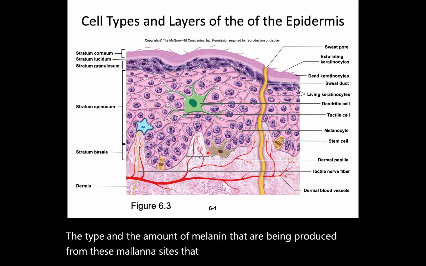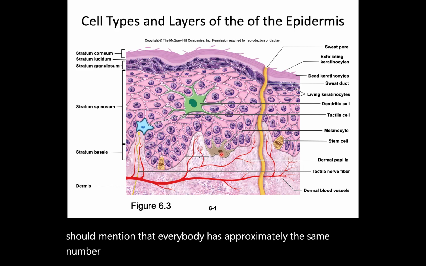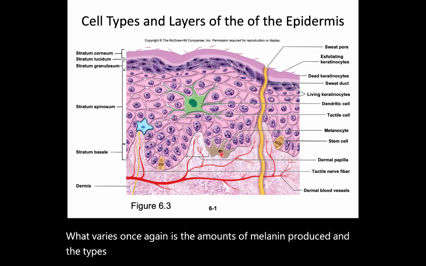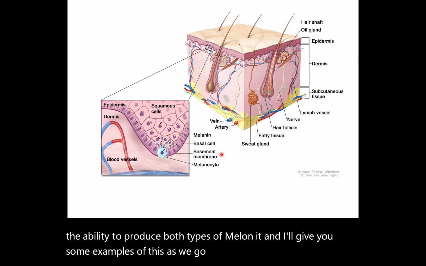within the stratum basale. Now, I should mention that everybody has approximately the same number of melanocytes as an adult. What varies, once again, is the amount of melanin produced and the types of melanin that are produced. Everybody produces or has the ability to produce both types of melanin, and I'll give you some examples of this as we go through.